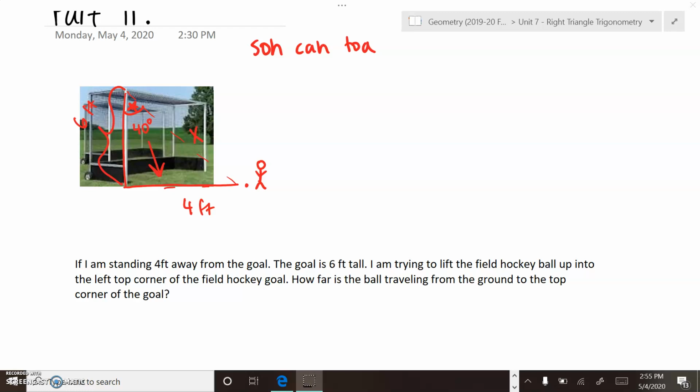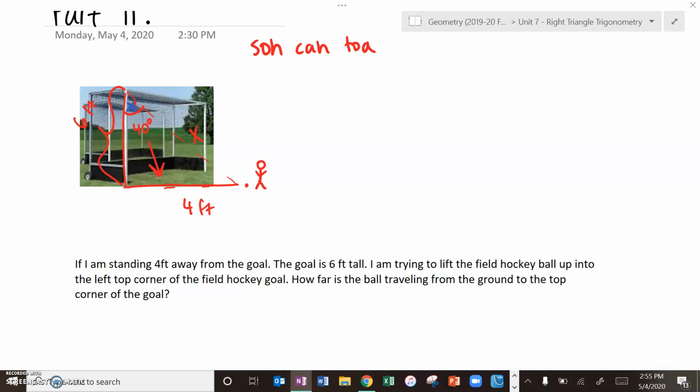So this person right here, that's me, and that is the ball. I'm trying to get this ball up into this corner right here. And so it has a 40-degree angle.